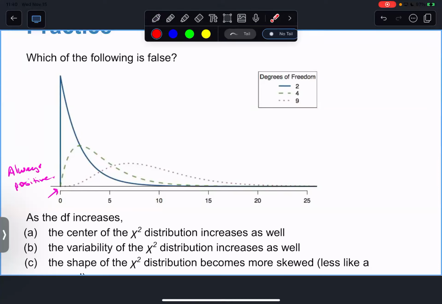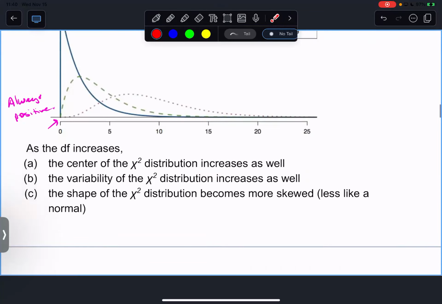But notice how big of an impact the degrees of freedom has on the shape. The center is shifting more to the right as you increase your degrees of freedom, but also the spread. The spread here is quite tight for 2 degrees of freedom. It's a little bit wider for 4 degrees of freedom, and it's quite wide for 9 degrees of freedom.